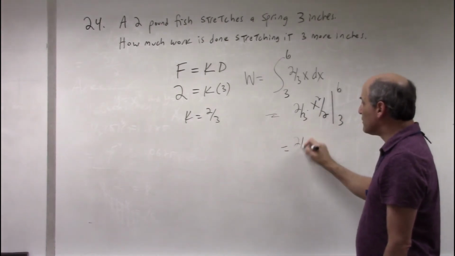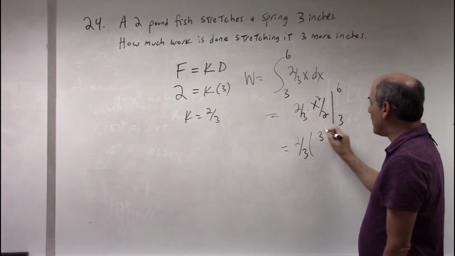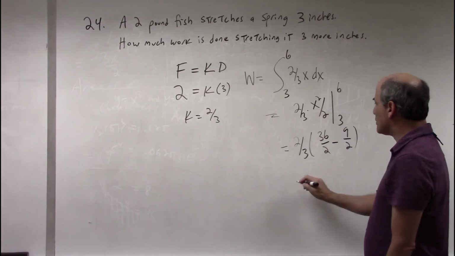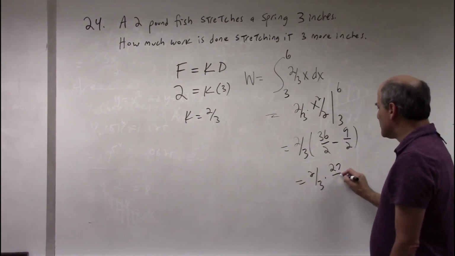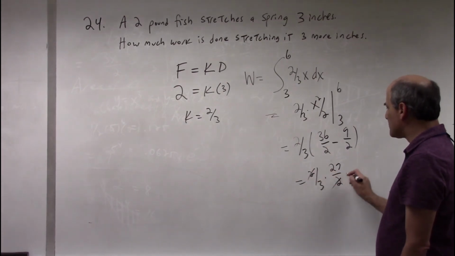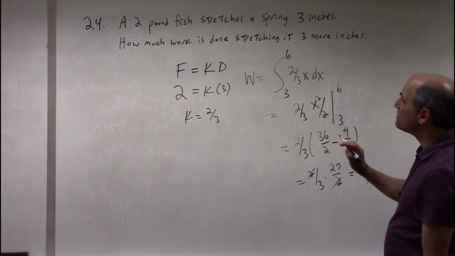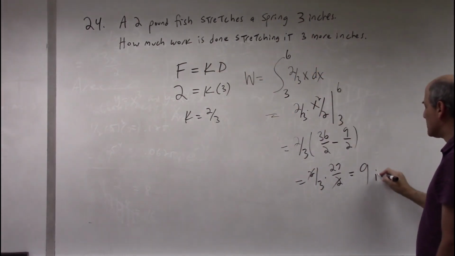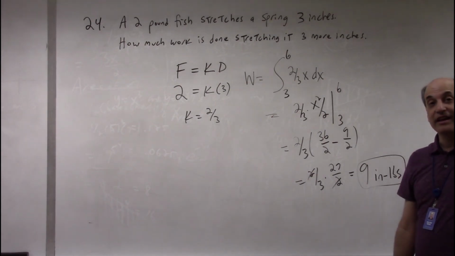If you want to, leave the 2/3 on the outside. So that's 6 squared over 2 minus 3 squared over 2. And I think 36 minus 9 is 27 over 2. So these cancel. And 27 divided by 3 is 9. And this is measured in inch pounds, because those are our units for this particular problem. So the work done is 9 inch pounds.